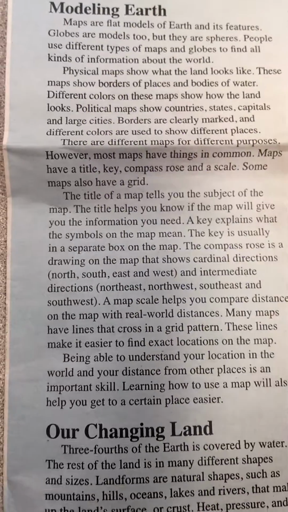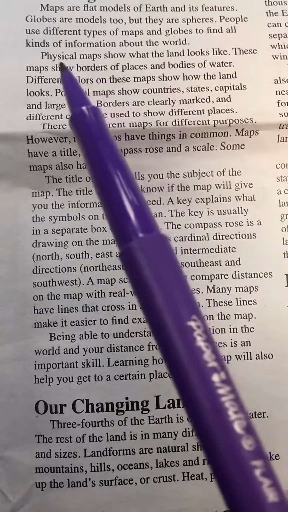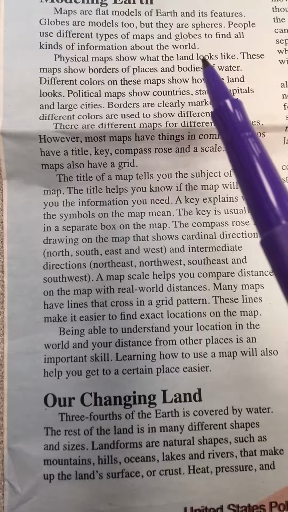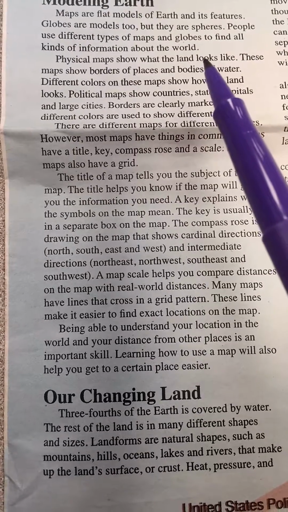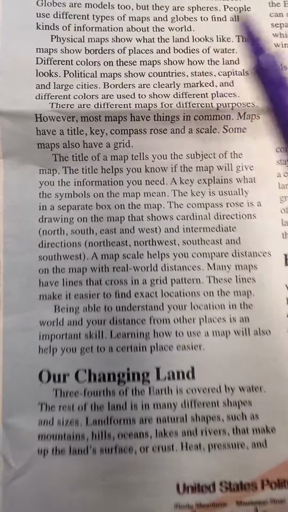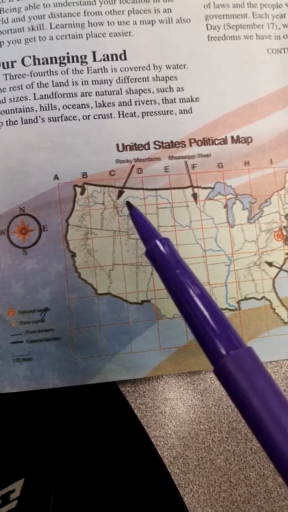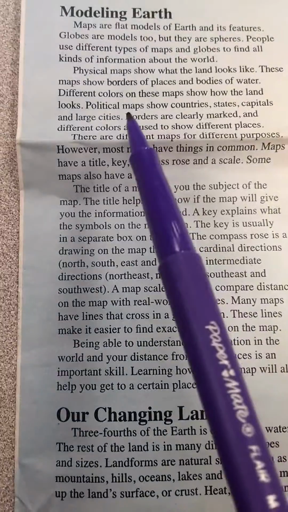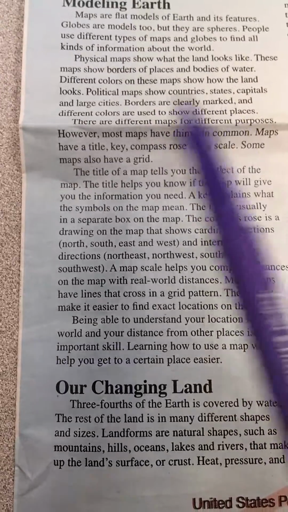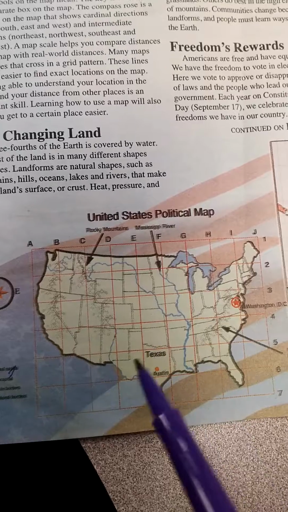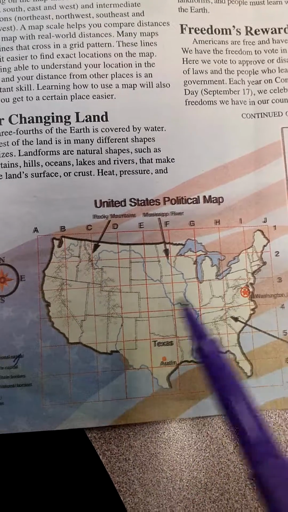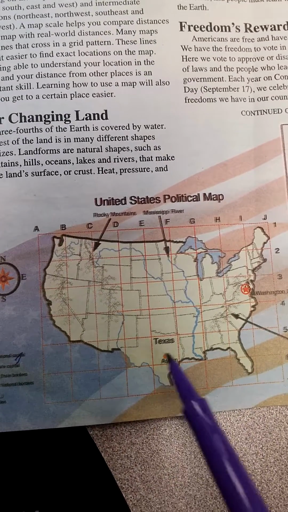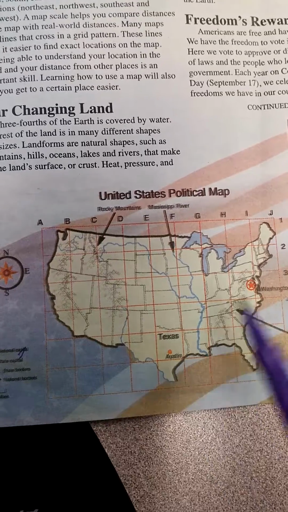And I also wanted to point out the difference between a physical and a political map. So a physical map shows what the land looks like. So that would be like mountains, rivers, oceans, lakes. And here on the map you can see the river and the lakes. And a political map shows you the country, state, capitals, and large cities. So this map is actually a political map because it tells you the states, the borders, and the cities.